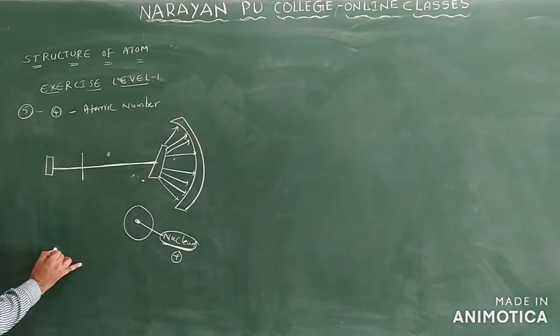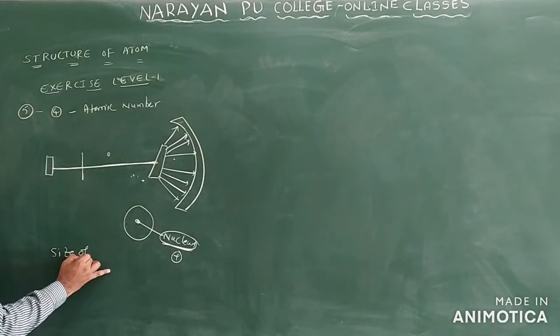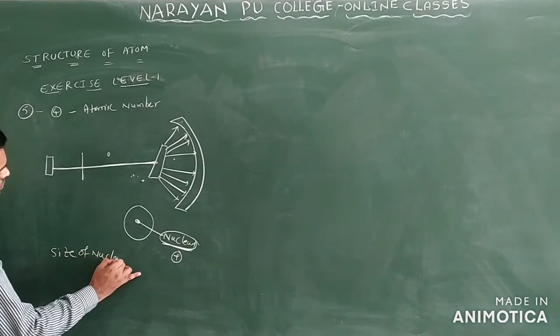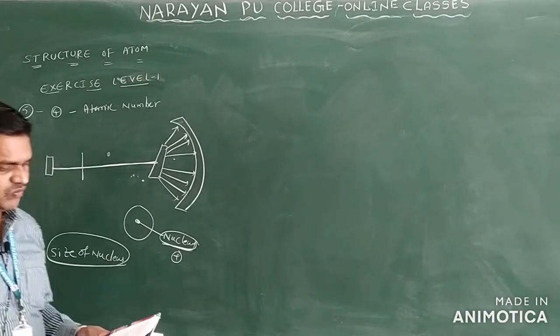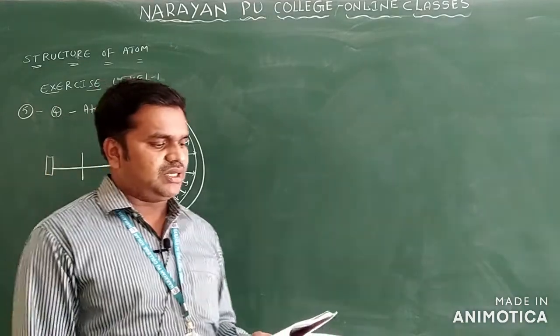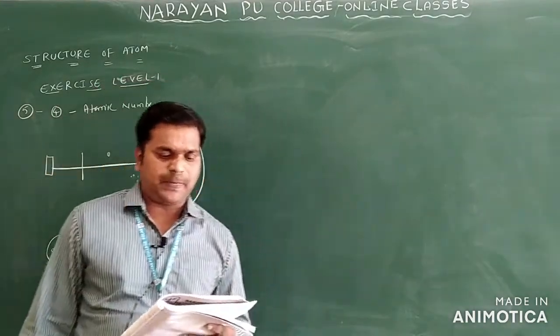So mainly it is related to which one here? This is the size of the nucleus only. The size of the nucleus is very small. They are identifying only. So what answer will you take for question number 6? We have nucleus only.